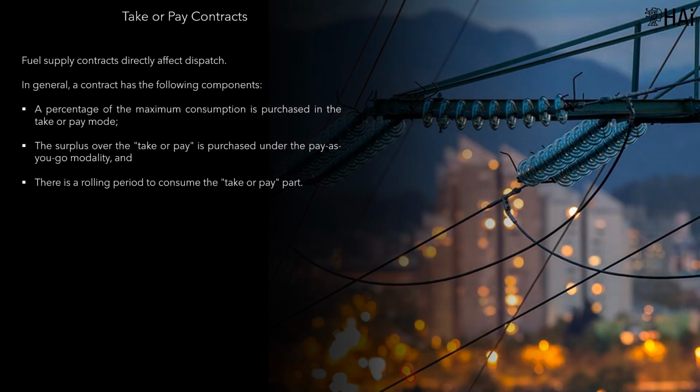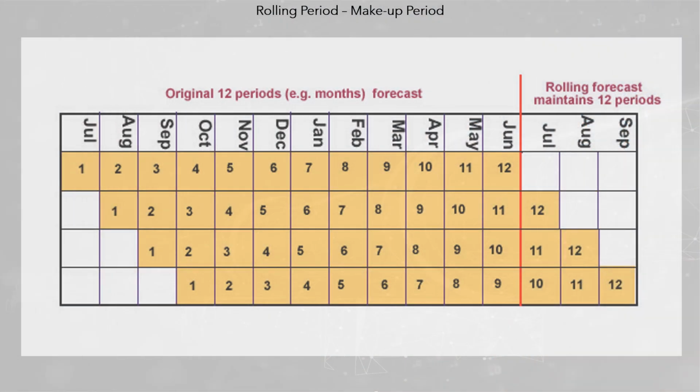Fuel supply contracts directly affect dispatch. In general, a contract has the following components. A percentage of the maximum consumption is purchased in the take or pay mode. The surplus over the take or pay is purchased under the pay-as-you-go modality, and there is a rolling period to consume the take or pay part. Given the seasonality of prices in the electricity sector, the model included top with a rolling period, which gives flexibility to the buyer to accommodate their physical purchases. But it complicates the generator decision-making process.